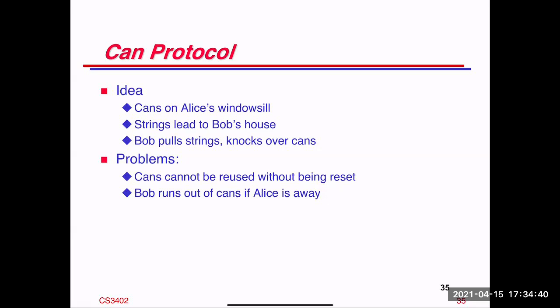One problem is that you need to reset these cans each time you use them, because once you have knocked over the can, once you have knocked it down from the windowsill, Bob can't just walk over there and put it back up. That would take too much time. And at some point, Bob may run out of cans if Alice is away. So even if you have multiple cans standing there, for instance, each time Bob wants to release his pet, he could knock over a can. So at some point he would run out of cans if Alice doesn't reset them.